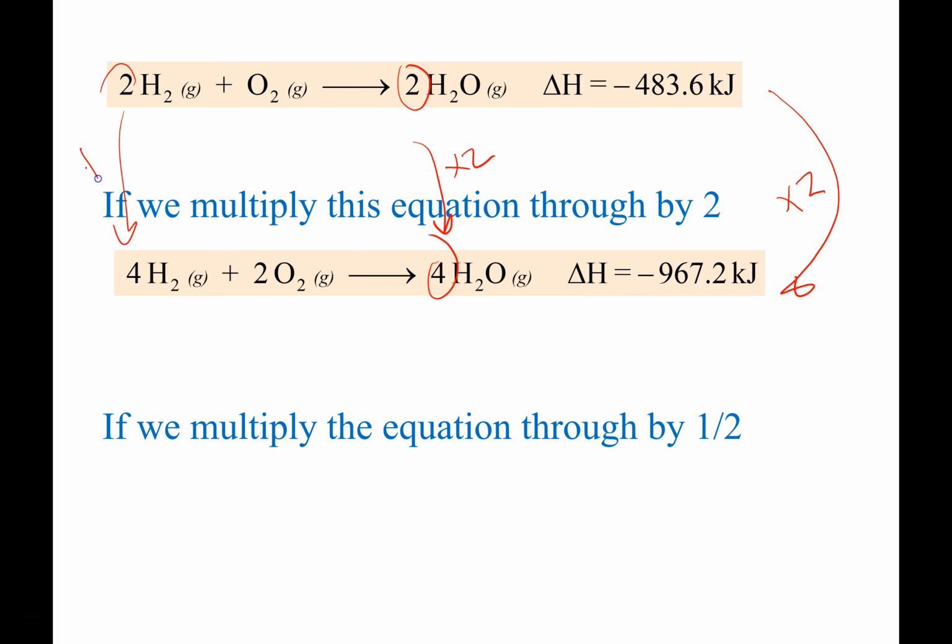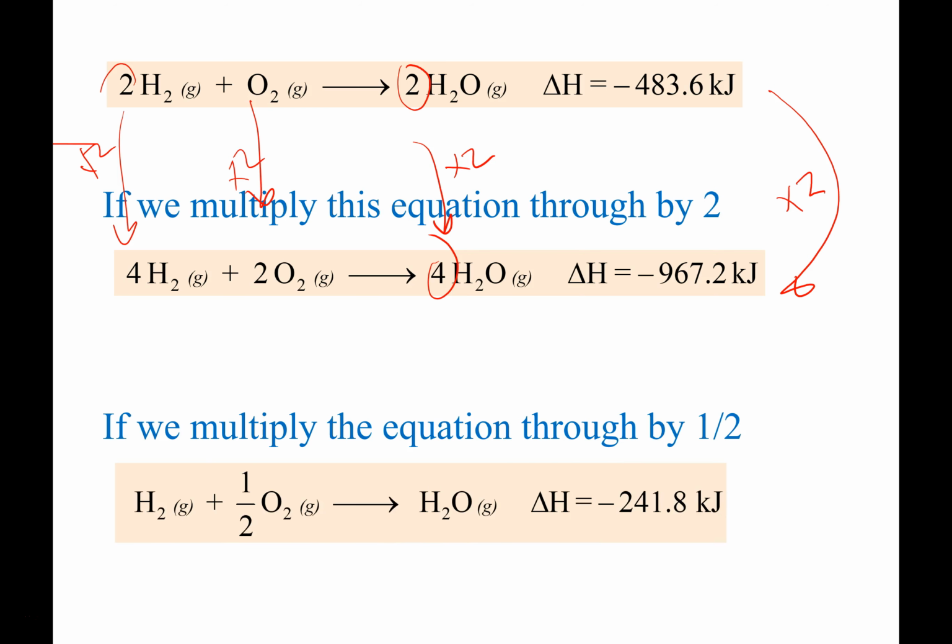All of these are times 2. Well, what are we going to have to do for that third one then? If we're going to take the first one and go back to forming only 1 mole of H2O. Divide by 2, yeah, exactly. So in this case, if we take negative 483.6, you divide by 2, you're going to get negative 241.8.